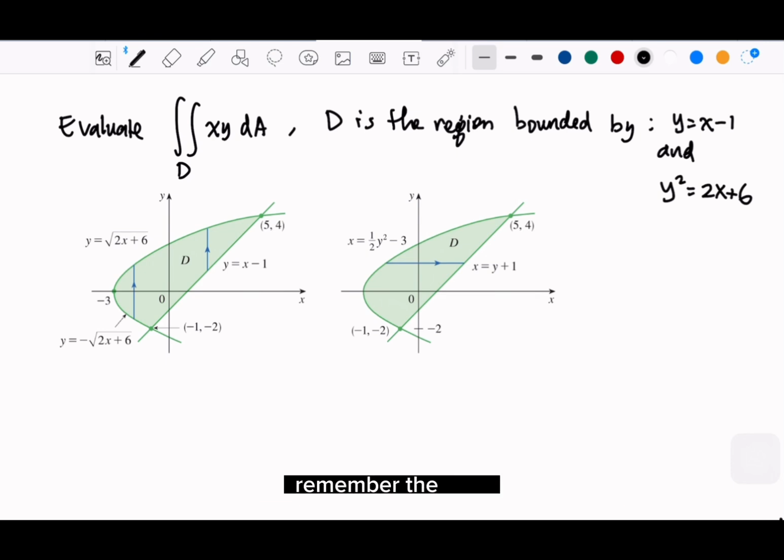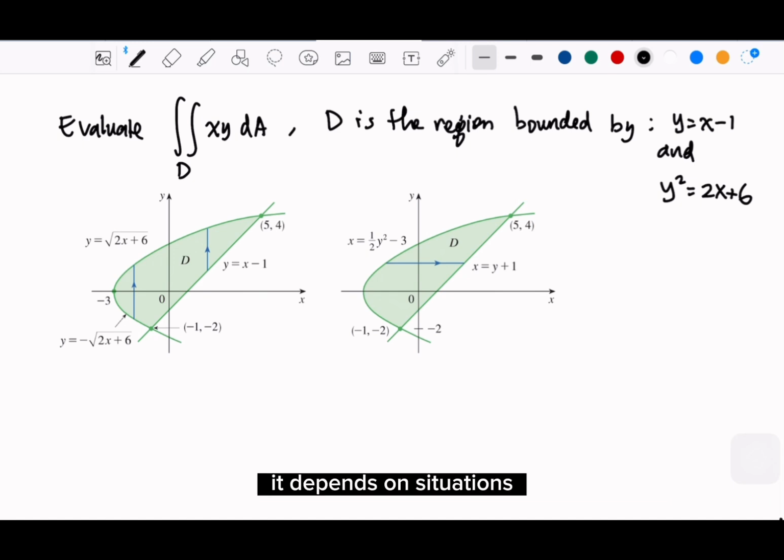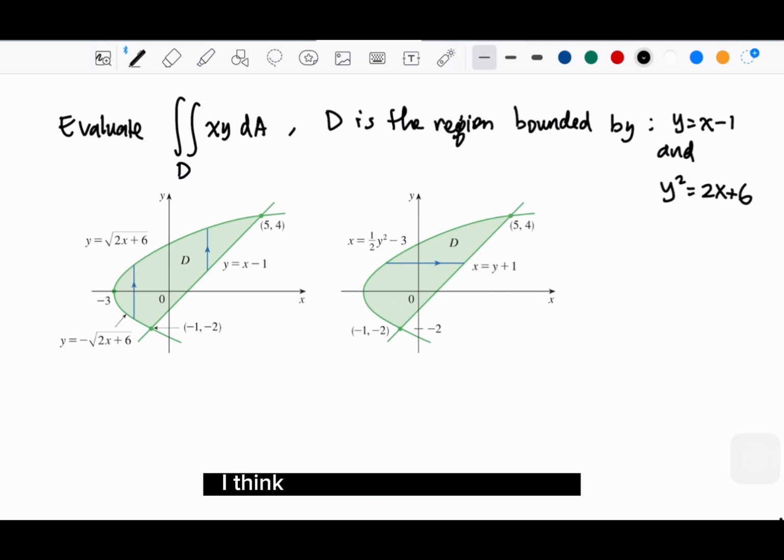So the area, remember, will relate to what we are going to put in our integrals here, and depends on what curve we have. We could make it into a function of x or a function of y. It depends on situations. Sometimes maybe you prefer the left part here, or sometimes you prefer this one. For me personally, I prefer the right one, because I would like to avoid any square root. Because that will, I think, over-complicate your process. But sometimes if you feel that this is probably your way, I think you could try this one.